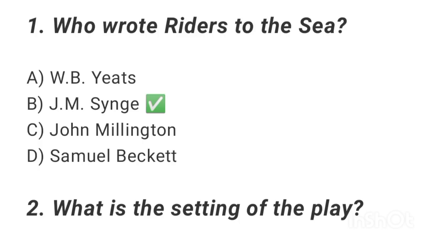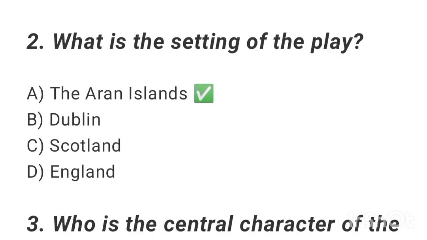In this video, we are going to discuss some of the important MCQ from Riders to the Sea written by J.M. Synge. Here we go. The first question, who wrote Riders to the Sea? The answer will be J.M. Synge. Next question, what is the setting of the play? The Aran Island is the setting of the play.